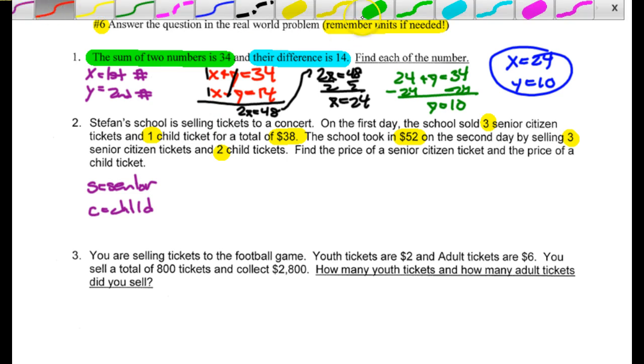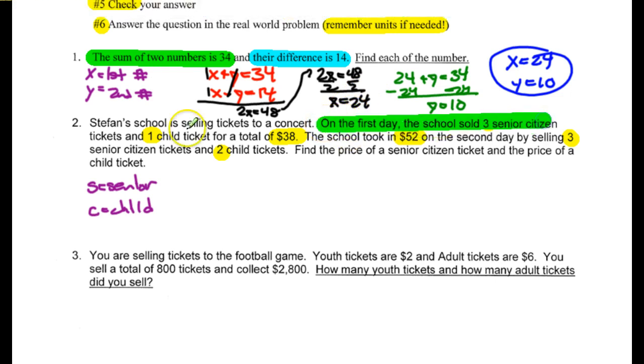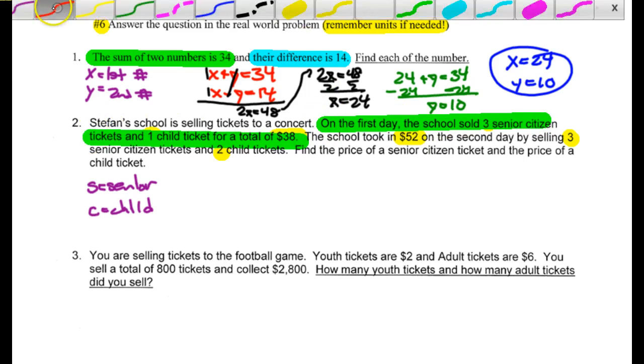So now when I set this up, think about how the story is modeled. I'm going to have 2 equations. See how this problem is talking about 2 days? So I'm going to make the first day be one equation. On the first day, the school sold 3 senior citizen tickets and 1 child ticket for a total of 38.